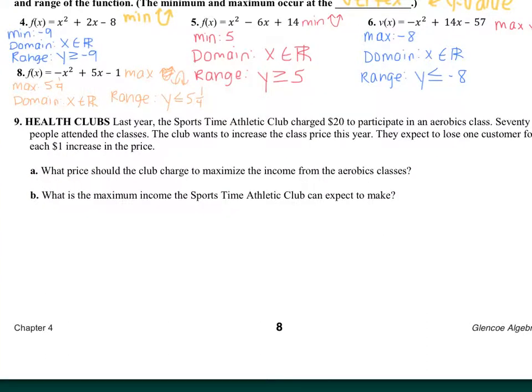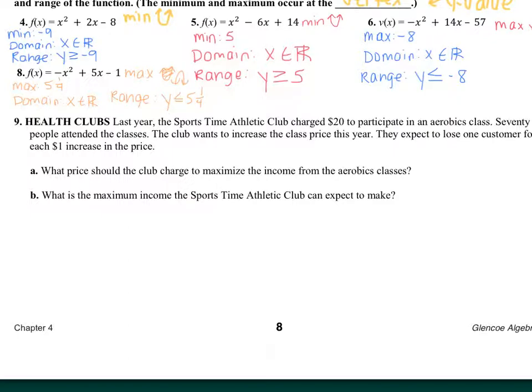Now for the story problem. They charged $20 to participate, and then 70 people attended the classes. They want to increase the class price this year, but they expect to lose one customer for every $1 increase. So if you remember, we did a couple of these in this section for homework. We did one in class, and so we have to define some variables to figure this out. So what price should the club charge to maximize the income?